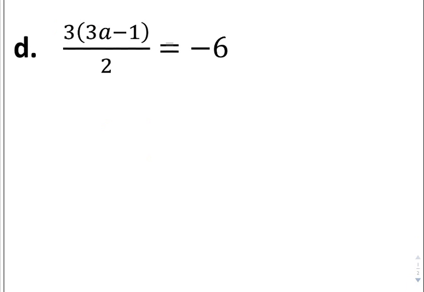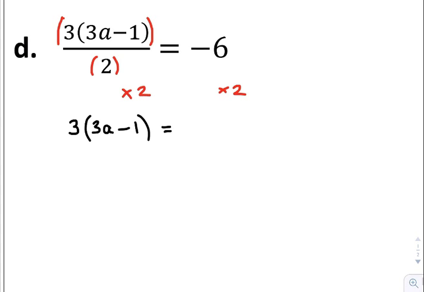Example 1D. Notice that we have a fraction, so the very first step when we're dealing with a fraction is to bracket both the numerator and the denominator. Once we've done that, it's now just a case of undoing what we've got on that left hand side. So we've got to divide by 2, so the first thing we're going to do is multiply by 2. When we do that, we'll have the 3 bracket 3a minus 1 equal to negative 12.